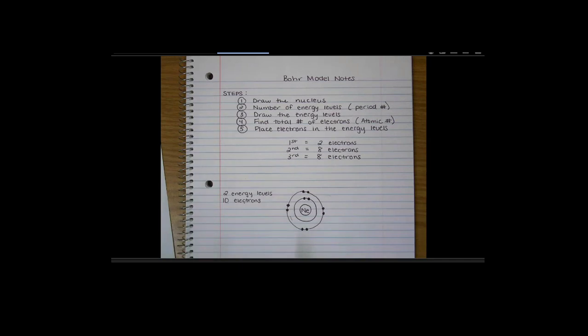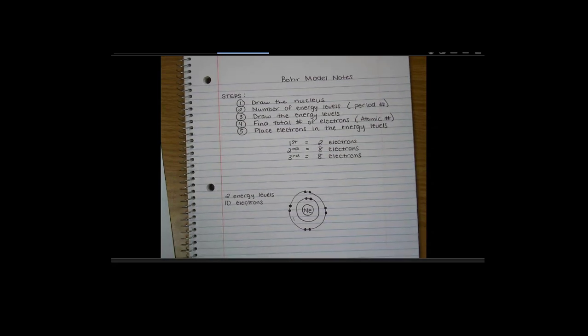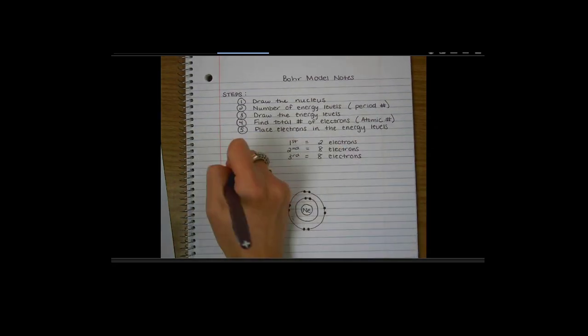And now there is a way to check to see if what we did was correct, and that's by counting what's called valence electrons. And this is something you are going to need to know what it is, so I'm going to write the definition up here.